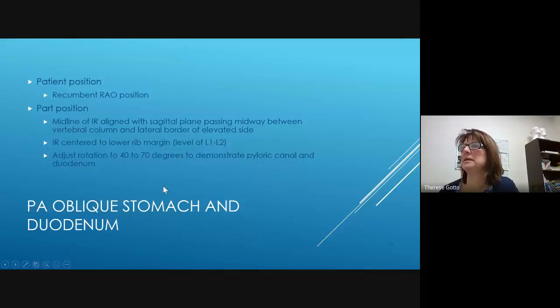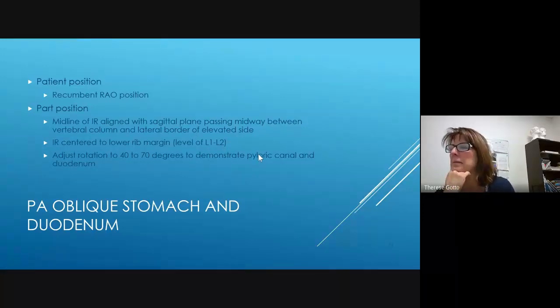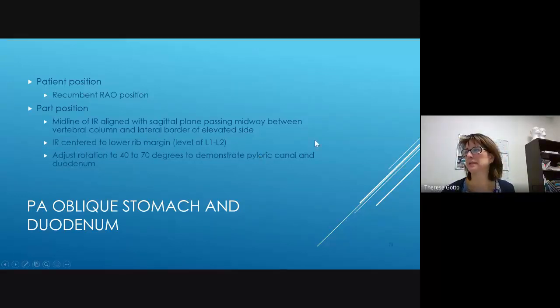So the midline of the IR is going to be aligned with your sagittal plane. This is for our RAO. It passes midway between the vertebral column and the lateral border of the elevated side. So if we're in an RAO, we know the stomach is on the left side of the body. We positioned our patient at a 40 to 70 degree angle just to make sure that we can see what we're supposed to see. We want to see the pyloric canal and the duodenum here.